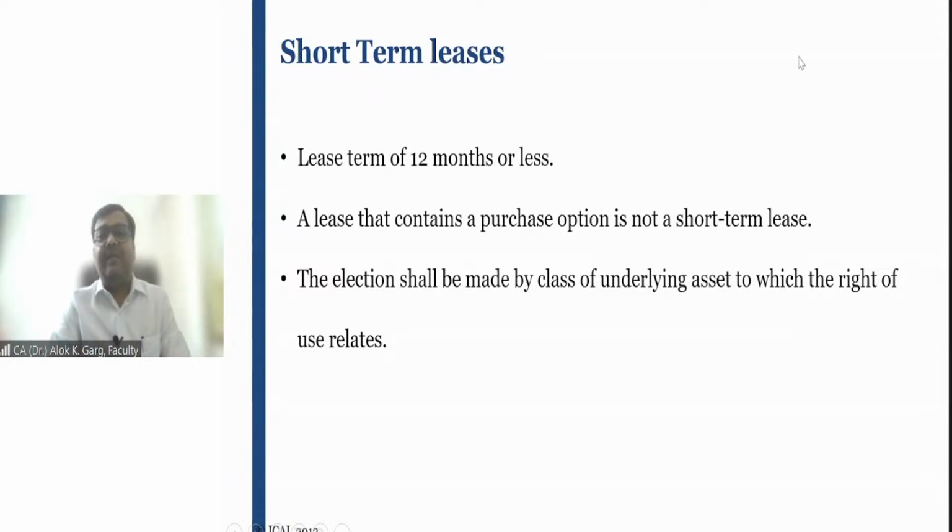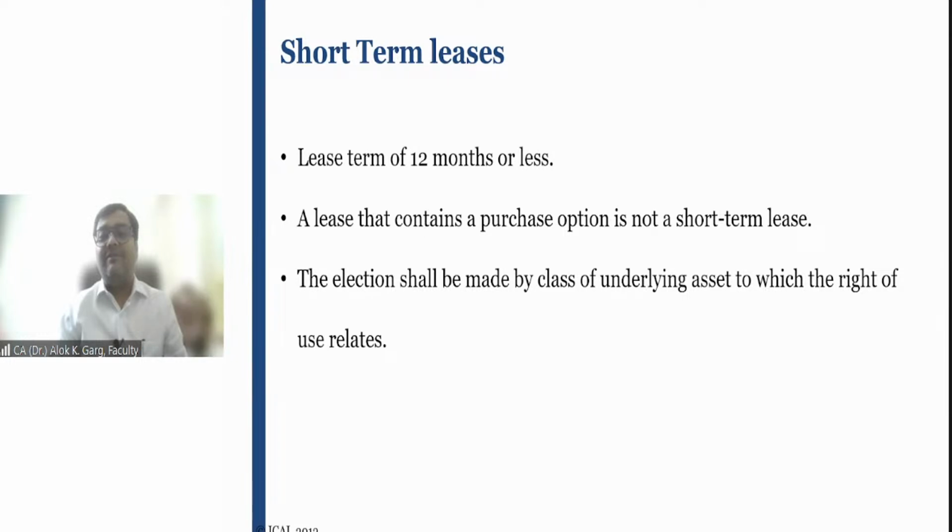When I'm saying lease term, lease period, again you have to remember the definition of the lease term. If the total of the lease term definition comes out to 12 months or less, it will be considered a short-term lease. And the lessee can opt not to do the Ind AS 116 accounting on such short-term leases, right? But this option needs to be availed by the class of the asset.